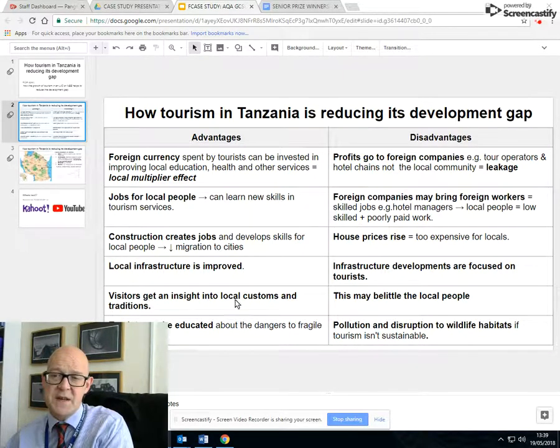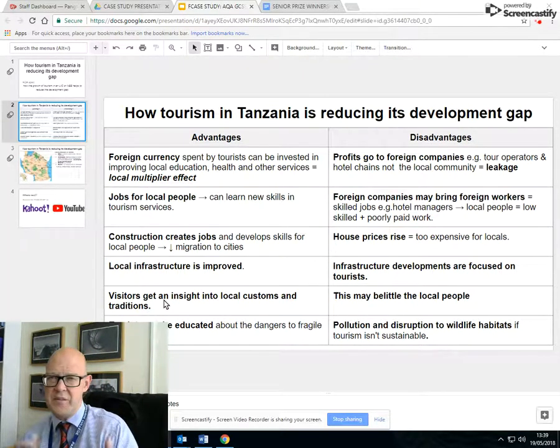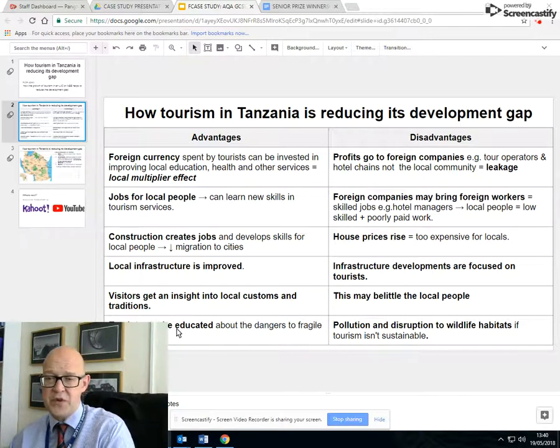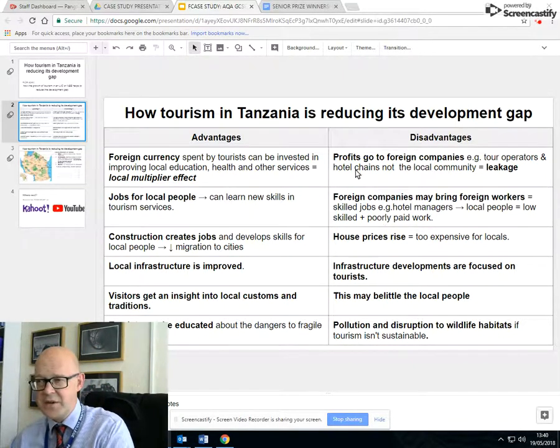Visitors get a sight and value local customs and traditions. There's a drive of globalization, of westernization, that everything Western is good and everything local is bad. But in fact, growing numbers of people who go to places on tourist holidays value the culture they're visiting, and that means that it starts to be sustained because it can be kept as a way of life, not in the old-fashioned way, but in fact as a way of being able to exchange people seeing it for their money. And finally, tourists can be educated on the fragility of ecosystems, so you don't necessarily get the economic benefit versus environmental impact.